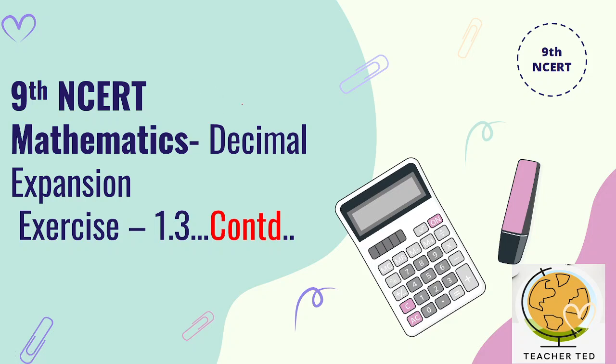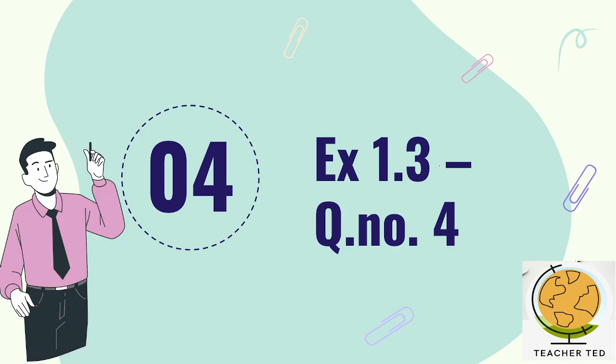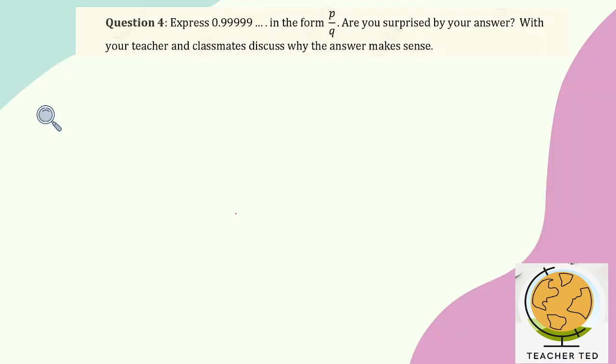In the previous class, we have learned about exercise 1.3 and in this YouTube session, we are going to continue with the exercise 1.3 of 9th NCERT Mathematics, that is number system. Let us take up question number 4. Question number 4 says express 0.9999 in the form of p by q.